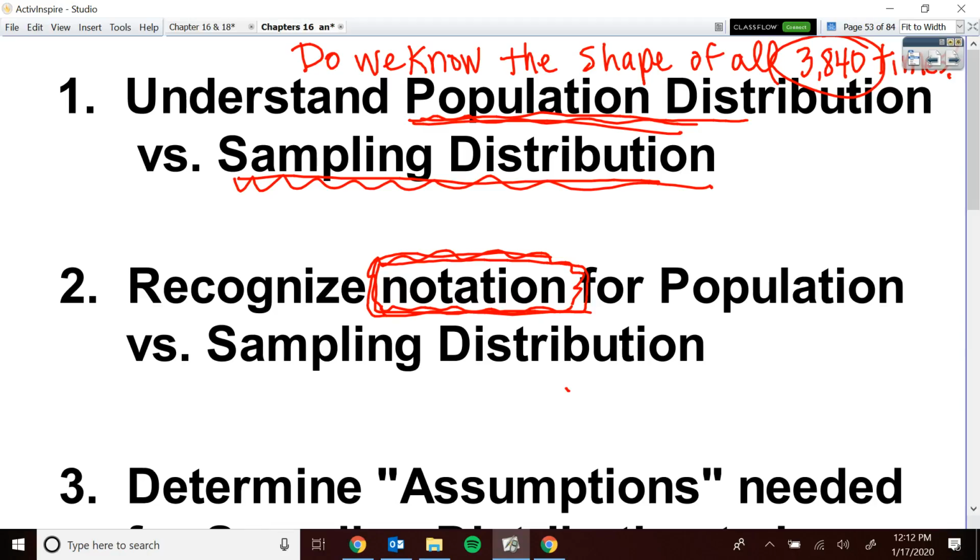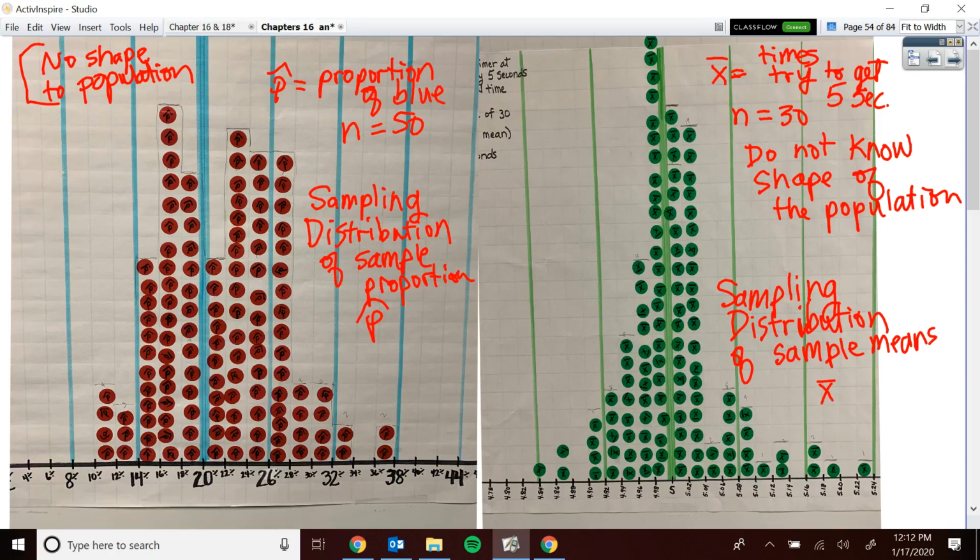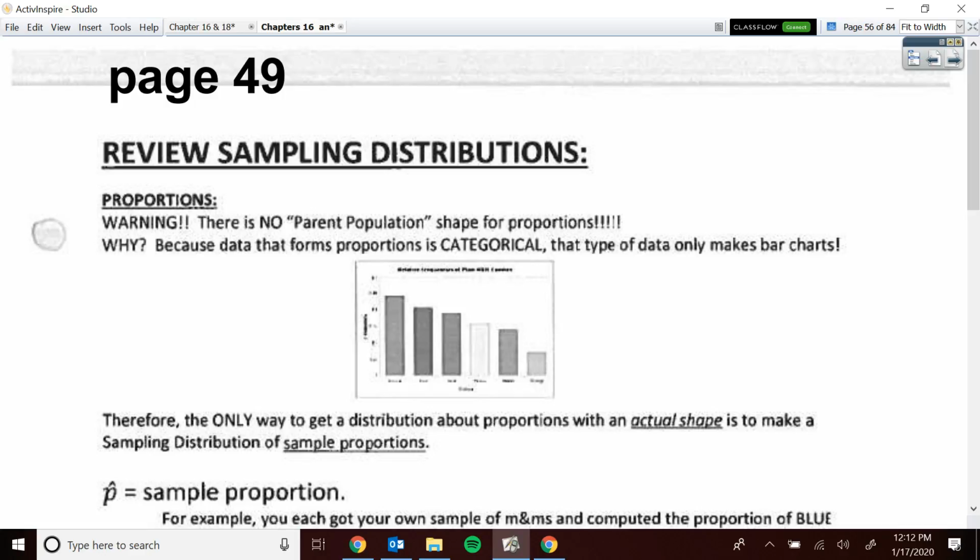The shorthand of something. We're going to look at the symbols of how you write and notate all these different things that we're doing, whether it's symbols for the population or symbols for a sampling distribution. Okay. And the first thing we're going to do is just kind of discuss them.